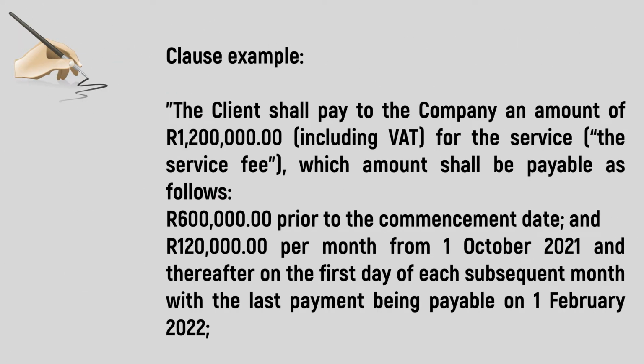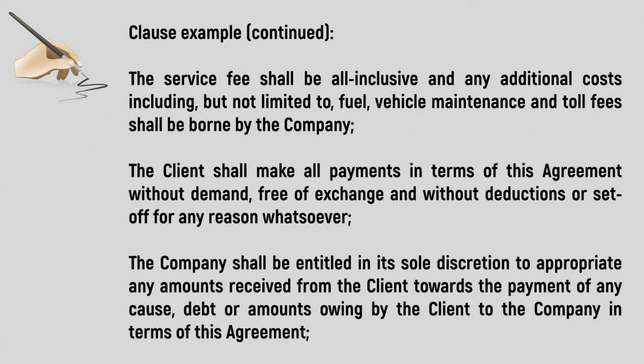Clauses regarding payment terms will look similar to the following. The client shall pay to the company an amount of 1.2 million rand, including VAT, for the service (the service fee), which amount shall be payable as follows: 600,000 rand prior to the commencement date, and 120,000 rand per month from 1 October 2021, and thereafter on the first day of each subsequent month, with the last payment being payable on 1 February 2022. The service fee shall be all-inclusive, and any additional costs including, but not limited to, fuel, vehicle, maintenance, and toll fees shall be borne by the company.